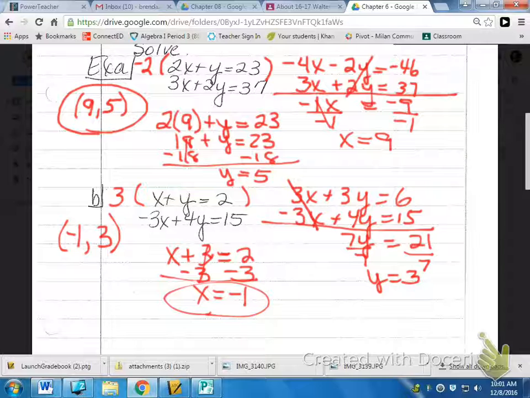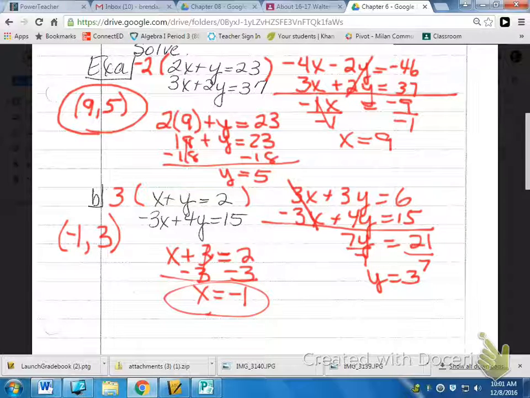Questions? You see where we're going with this? You have to multiply by whatever makes either the x's or the y's the opposite. If one is a multiple of the other, that's the one you're going to multiply, the one that's like the factor, I guess, of the other one. Okay? So like 1 is a factor of 3. That's why I multiplied the top one by 3.